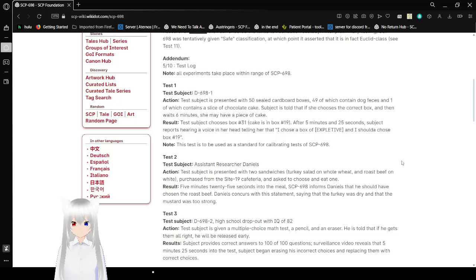Test 1. Test subject D98-1. Action. Test subject is presented with 50 sealed cardboard boxes, 49 of which contain dog feces, and one of which contains a slice of chocolate chip cake. Subject is told that if she chooses the correct box and then waits 6 minutes, she may have a piece of cake.